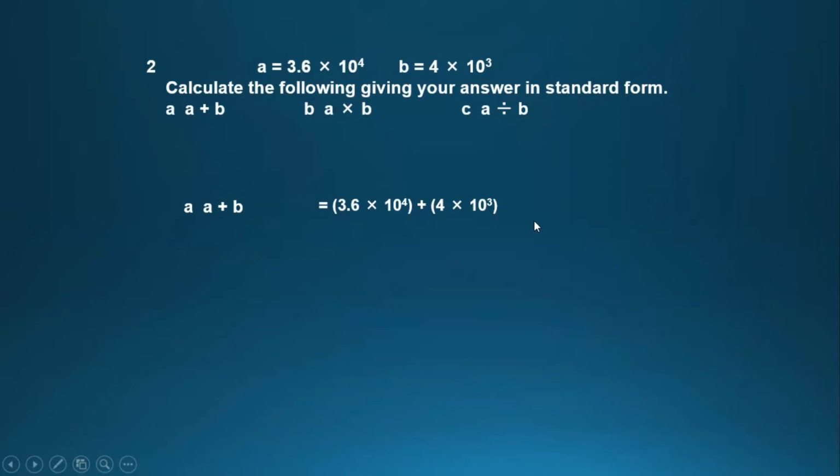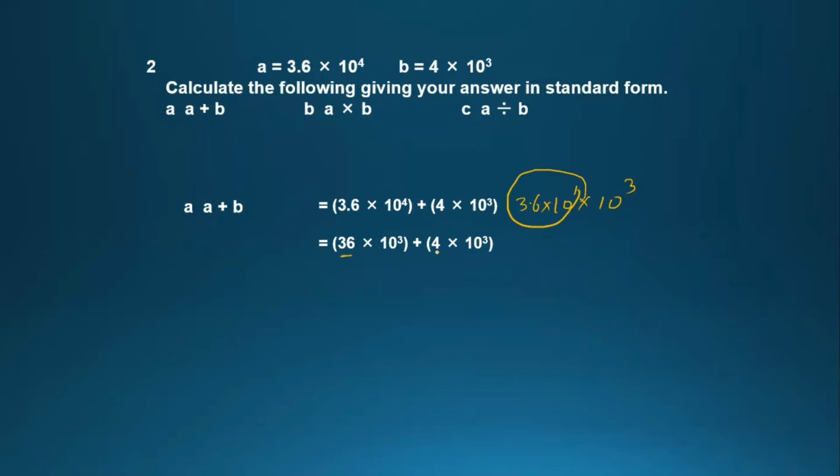So what can be done over here? How do we get this 36? For that, what we can do is split this 10 to the power 4 as 10 into 10 to the power 3. It is 10 raised to 1, right? And 3.6 is now multiplied by this. So 3.6 multiplied by 10 gives 36. That is how we get 36 into 10 to the power 3.